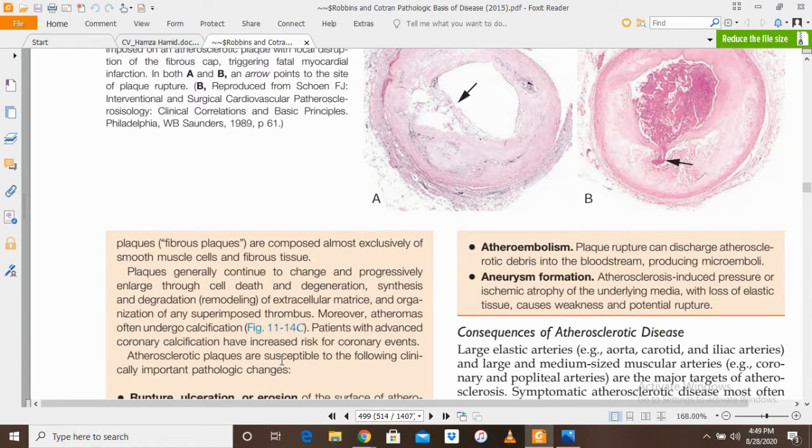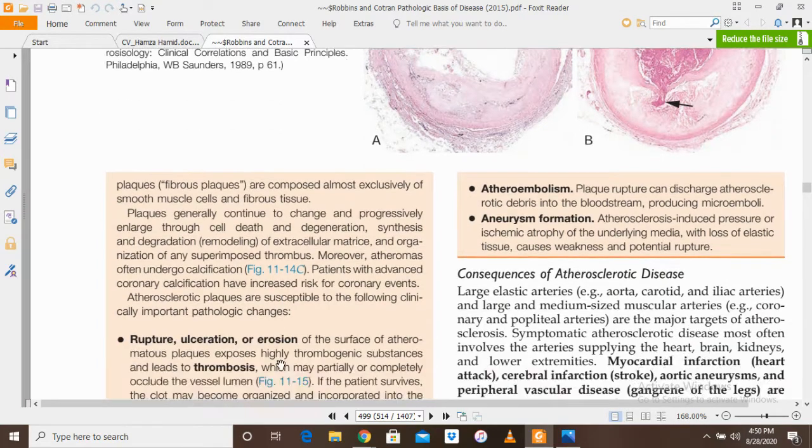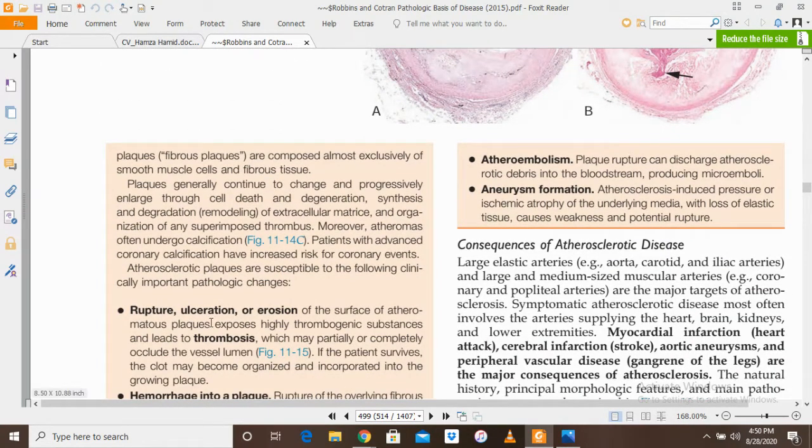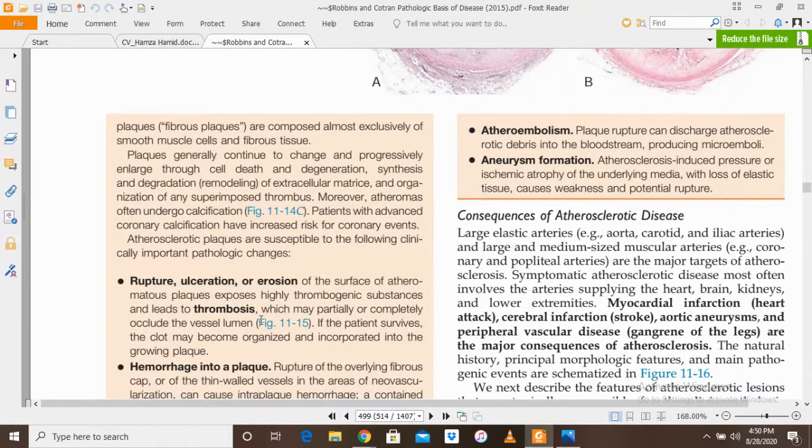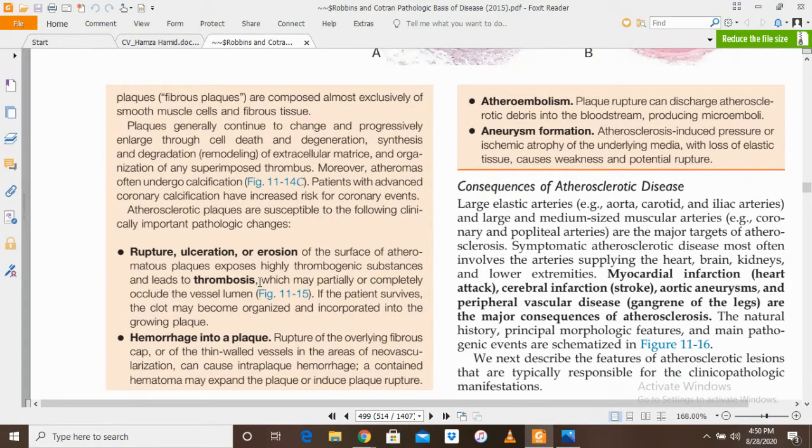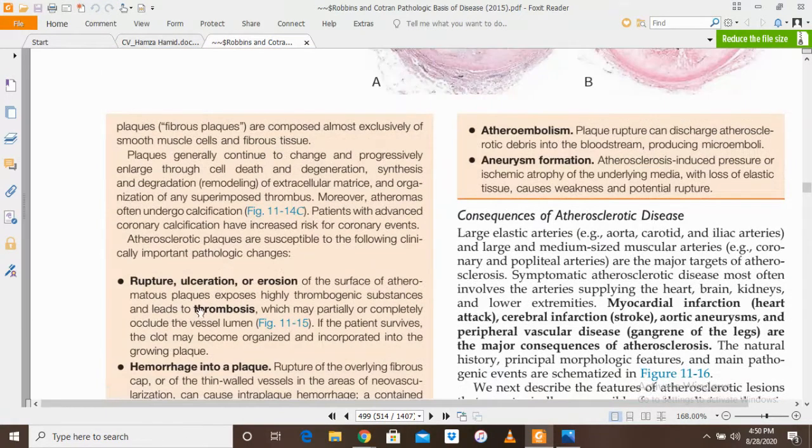So, atherosclerotic plaque is a dynamic structure. It is continuously undergoing change. Acute changes in an atheromatous plaque include rupture, erosion, ulceration, hemorrhage into the plaque, atheroembolism, or aneurysm formation.